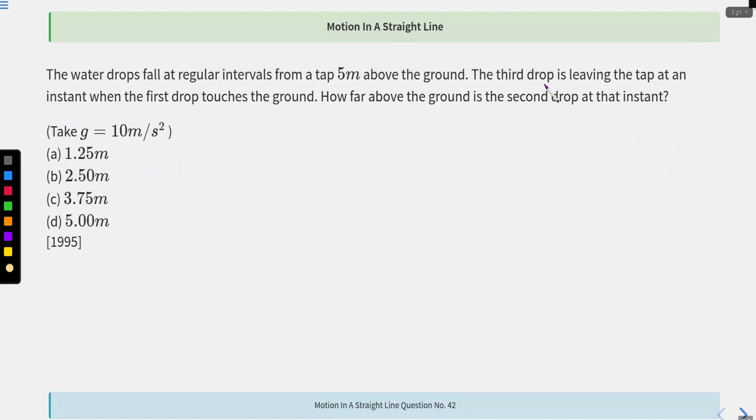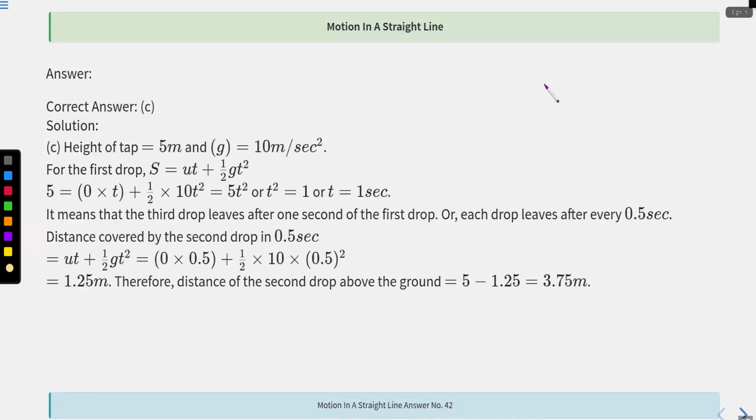Water drops fall at regular intervals from a tap 5 meters above the ground. The third drop is leaving the tap at the instant when the first drop touches the ground. How far above the ground is the second drop? So, the height of the tap I can assume to be 5 meters. Let's say that this is the tap and the ground is over here.